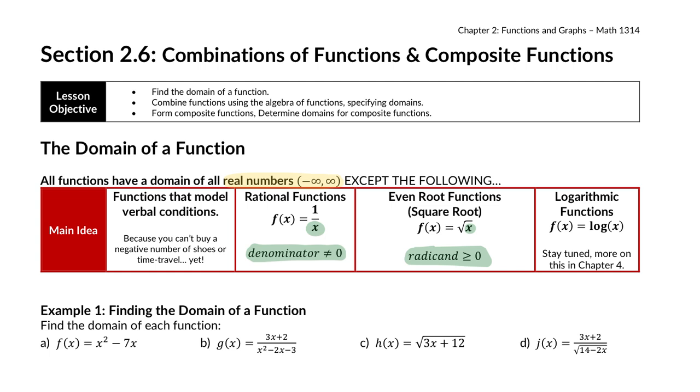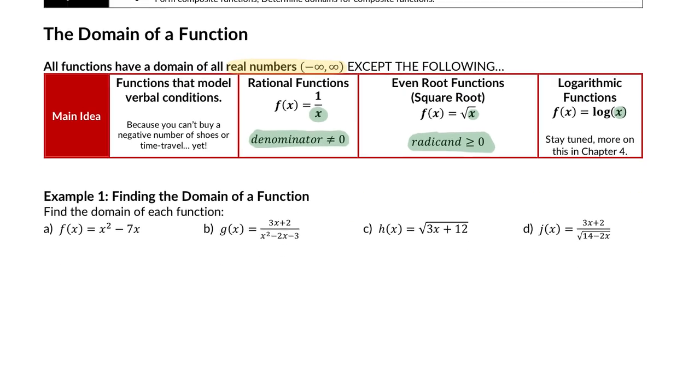The last type is a logarithmic function, and we're not even discussing logarithmic functions till chapter 4, but just so that it's on this list, there are 3 function types that do not have all real numbers as their domains. It's rational, square root, and logarithms. We're going to be focusing on the first 2 today, as well as some potential real-world situations. So let's answer some simple questions about domains.